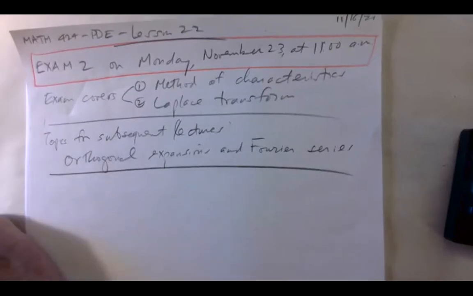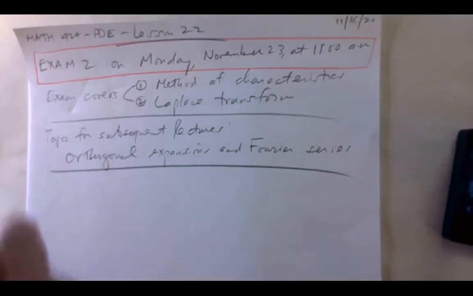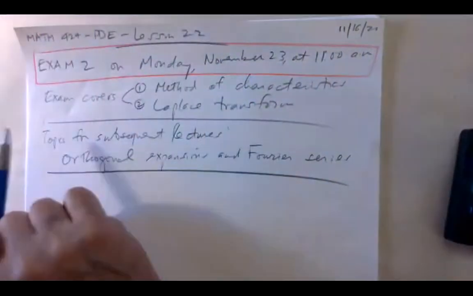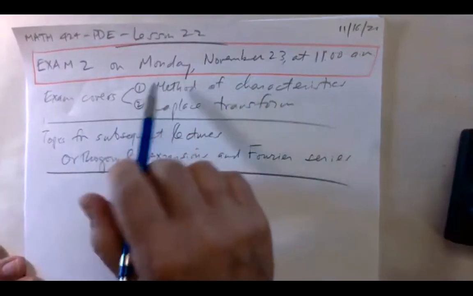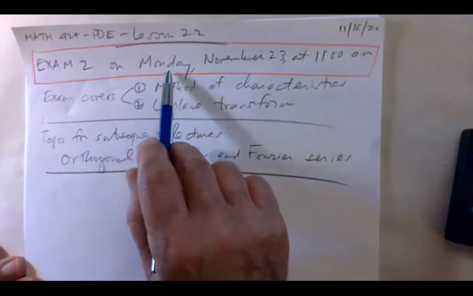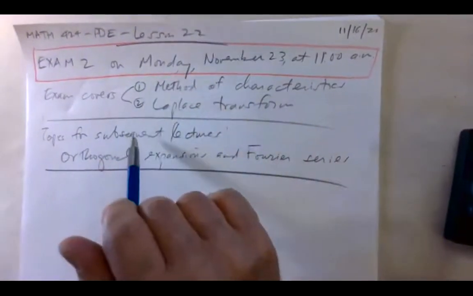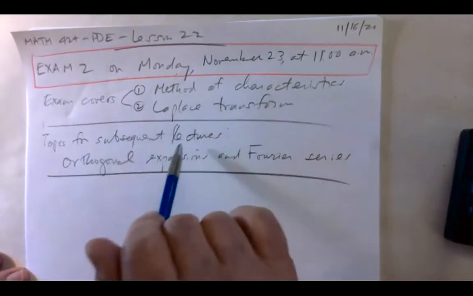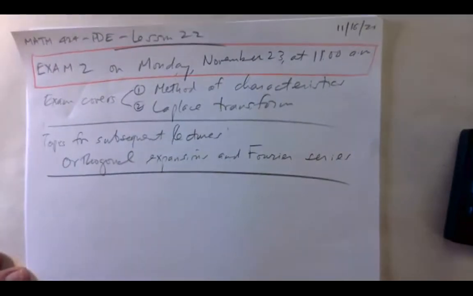Partial differential equations time. So the exam, originally in August when I set up the calendar, I had it for this Wednesday, but I think I'm going to make it next Monday. It covers two topics, the method of characteristics and the Laplace transform. In the lectures after that, there are 3 or 4 lectures, plus the lecture on Wednesday. We're going to begin to talk about orthogonal expansions in Fourier series.